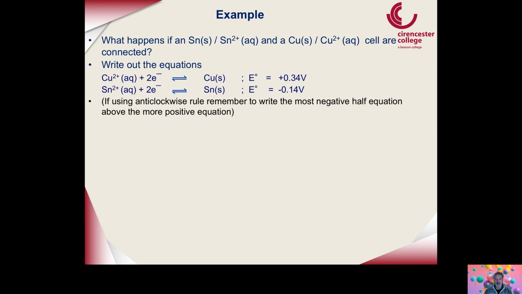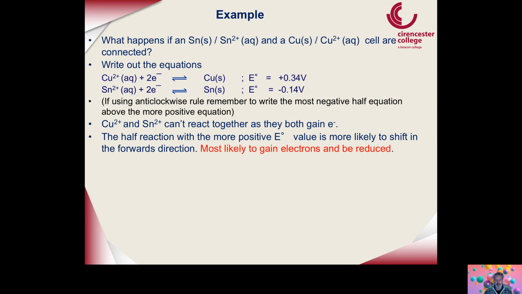It's something that we used to use a lot more, but it's quite a nice way of working out what happens in electrode potentials. So the copper 2 plus and tin 2 plus can't react together at the same time because they're both gaining electrons to become copper or to become tin. So they can't react like that. The half reaction with the more positive one, which is this one at the top, is going to be reduced. It's going to add electrons to itself to make copper solid. So this one is going to go in this direction.